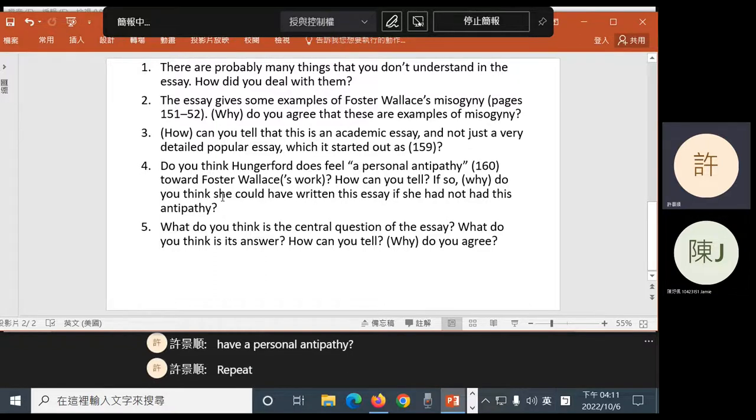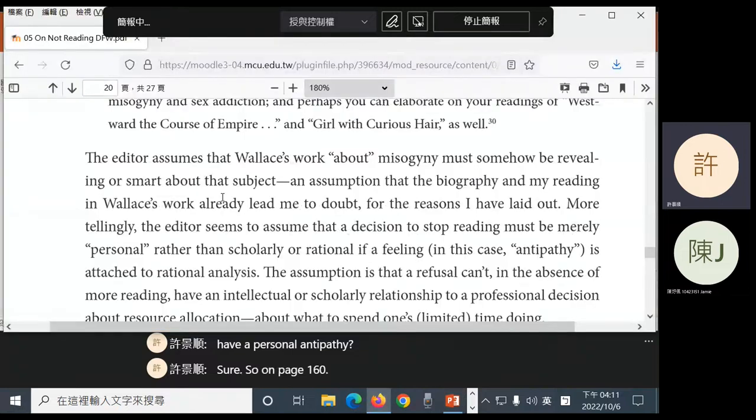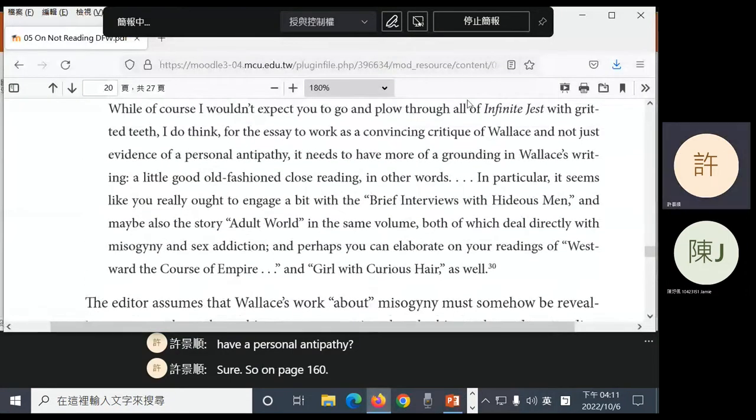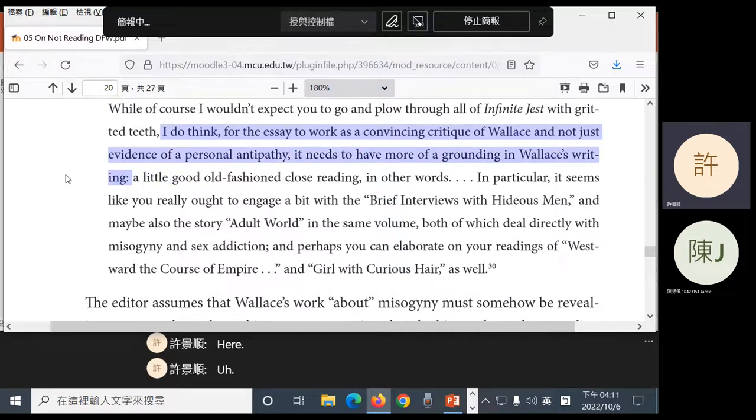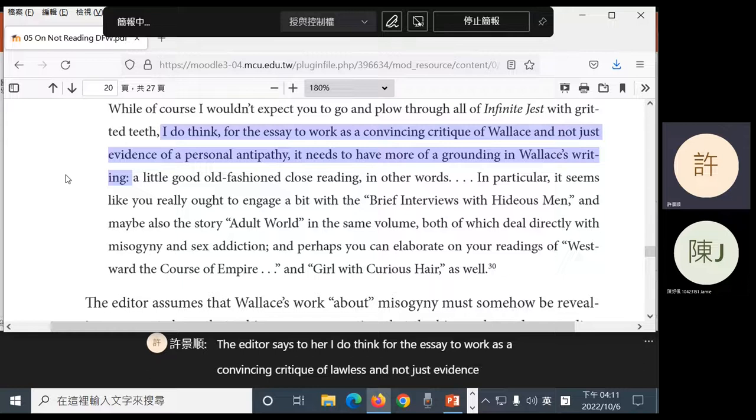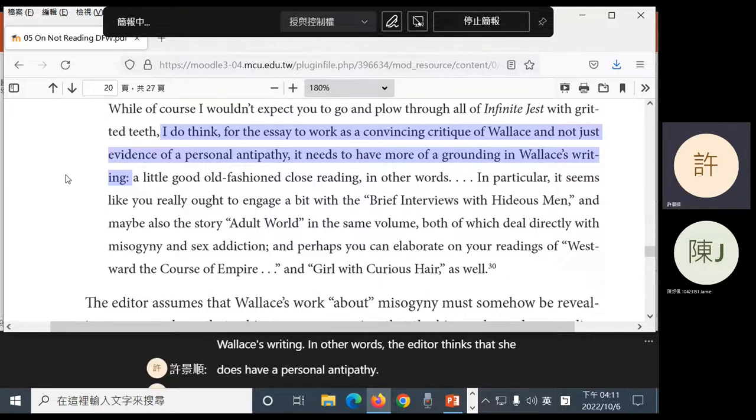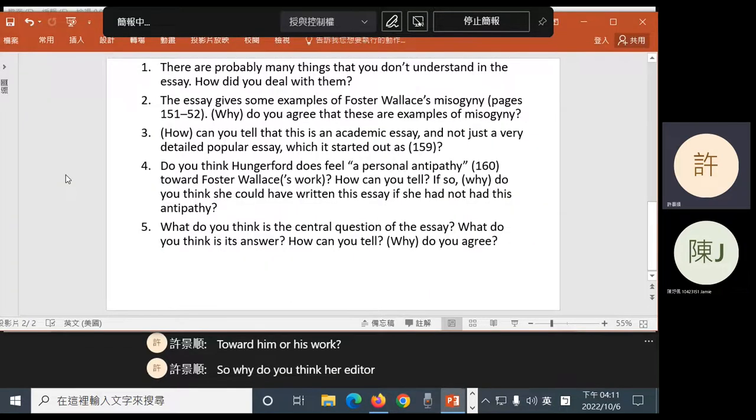Sure. So on page 160, here, the editor says to her, I do think for the essay to work as a convincing critique of Wallace and not just evidence of a personal antipathy, it needs to have more of a grounding in Wallace's writing. In other words, the editor thinks that she does have a personal antipathy toward him or his work. So why do you think her editor would believe this?